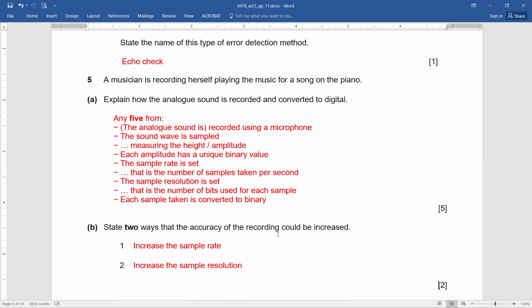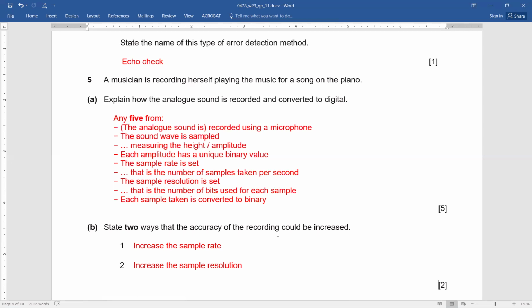So in this manner, if you have written the proper sequence and explained it properly, then you will be getting 5 out of 5. First of all, you talked about the analog sound recorded using a microphone. Then the sound wave sampling. Then the amplitude. Then the sample rate and the sample resolution. And in the end, each sample taken is converted to the binary value. You are through with your answer. Easy?